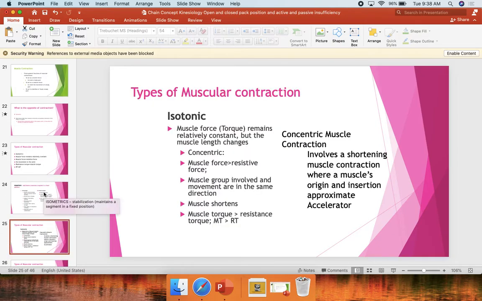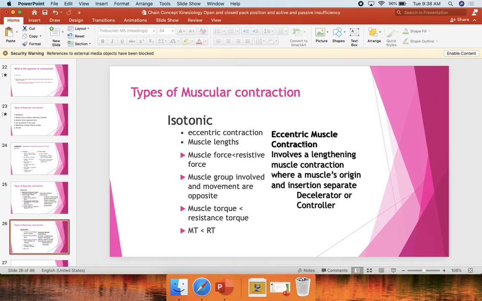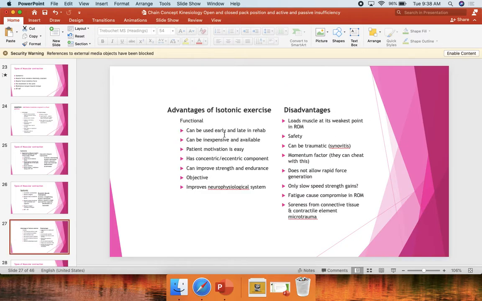We'll keep scrolling through here. Our isotonic contractions, or same tone, same force. This is going to be our concentric and our eccentric contractions. Again, there are going to be advantages and disadvantages. Take a second, know a couple of these.